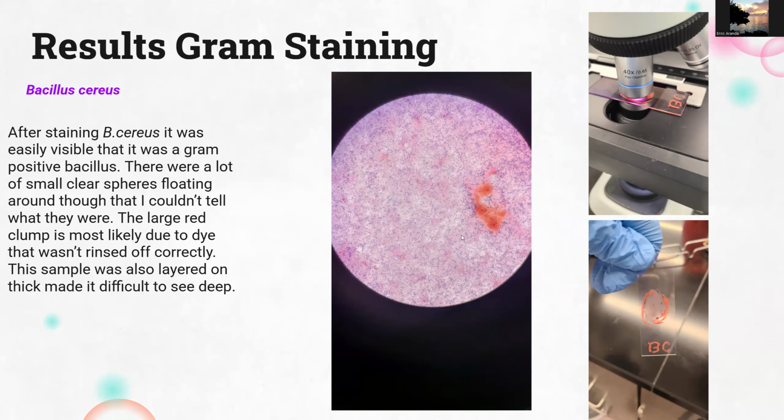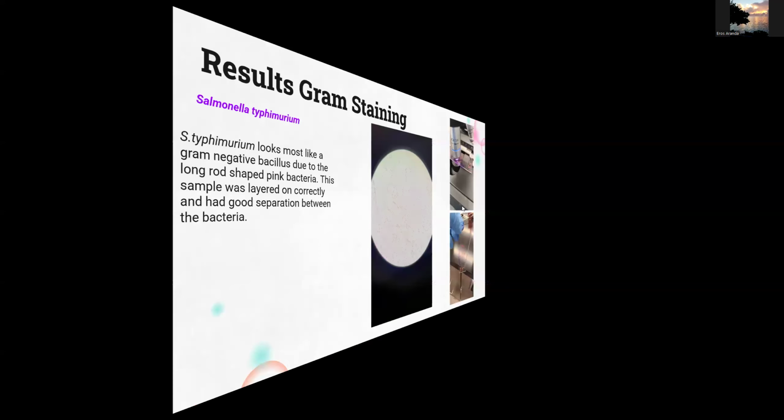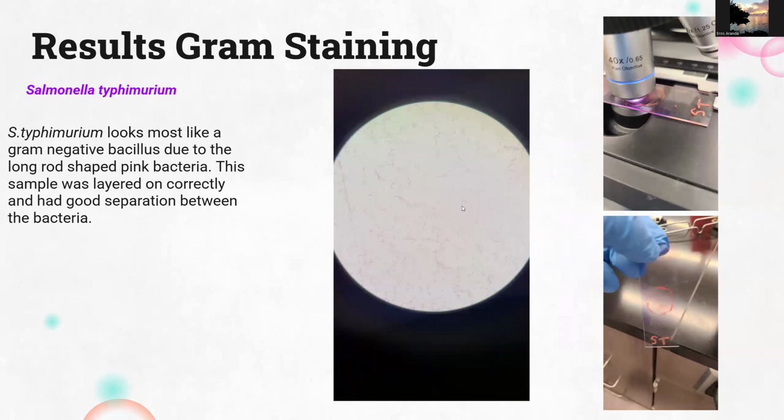A big thing also, there's that large red clump on the right side. Most likely, it's just dye that wasn't rinsed off. But overall, we were able to distinguish what it is, but it was pretty difficult to see due to the thick layering of it. For the next one, you can see there's a lot of gram-negative bacillus because you see those long rod-shaped pink bacteria. This one we did a pretty good job on because you can see good separation between the bacteria. You're able to distinguish individual bacteria.